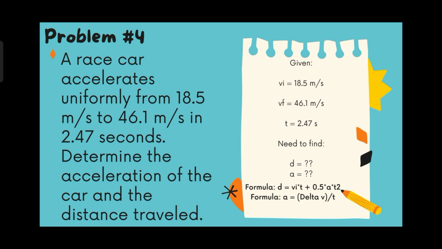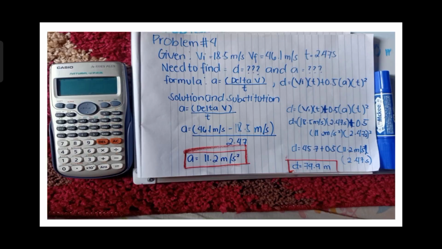For the last problem, initial velocity is equal to 18.5 meters per second. Final velocity is 46.1 meters per second and the time is 2.47 seconds. What we need to find? Distance and acceleration. The formula is acceleration is equal to delta V over time.